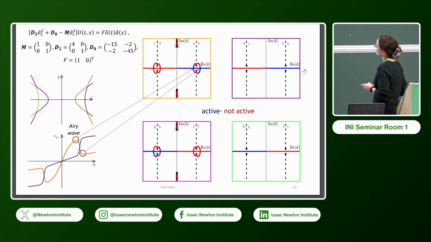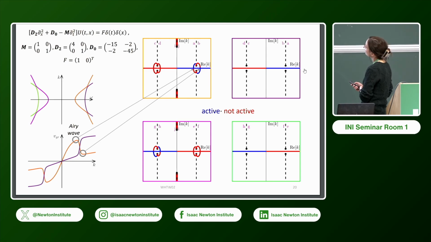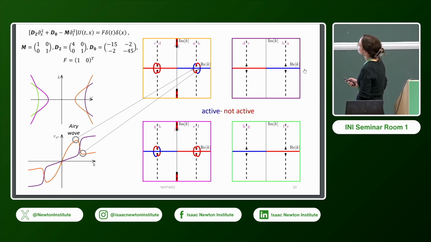Each panel is a copy of the k-plane, and I cut this surface in such a way that each curve of the real dispersion diagram lives on one panel. The orange curve lives on the orange panel, the violet curve lives here. And we plot the carcass for this system, in red and blue. We see that the real axis of k also belongs to the carcass. It's quite obvious. Parts of the imaginary axis also belong to the carcass, but they are not active.